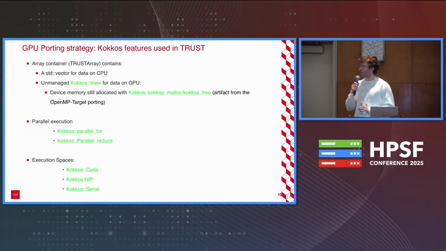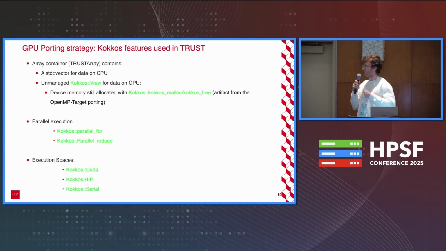So what features do we use in Trust? At the center of Trust, we have an array container called the Trust array, which has two main things. It has on the CPU side a std vector that contains the data on the CPU, and on the GPU side an unmanaged Kokkos view on the GPU. So unmanaged means that we still manually allocate and deallocate the memory of our view.